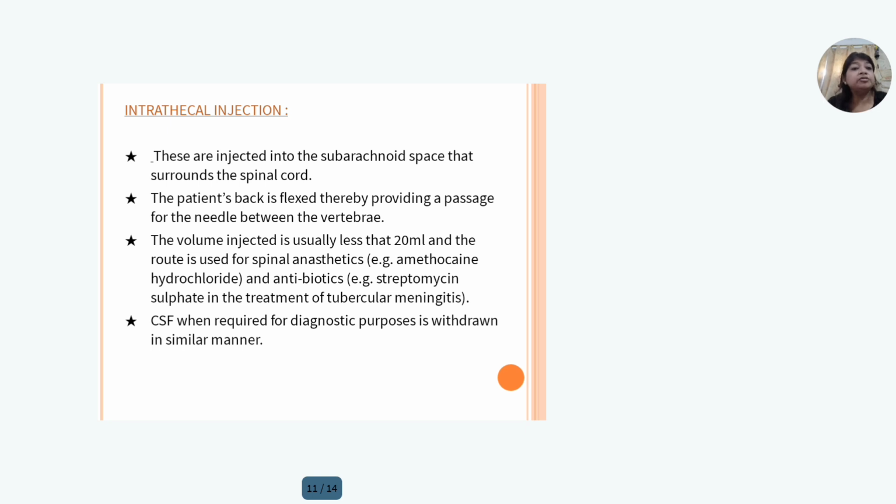So amethocaine hydrochloride is given as an intrathecal injection into the spinal cord. Sometimes antibiotics are also given by this route, when streptomycin sulfate is given for the treatment of tubercular meningitis. At the same time, this route is also used for diagnosis, like cerebrospinal fluid is used to diagnose whether there is any infection in the CSF or not.